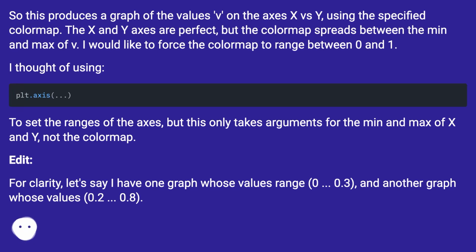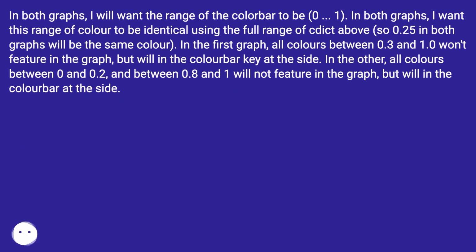I thought of using to set the ranges of the axes, but this only takes arguments for the min and max of x and y, not the color map. Edit. For clarity, let's say I have one graph whose values range 0, 0.3, and another graph whose values 0.2, 0.8. In both graphs, I will want the range of the color bar to be 0, 1.